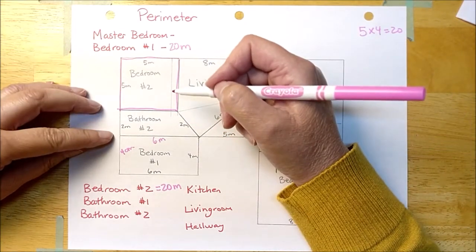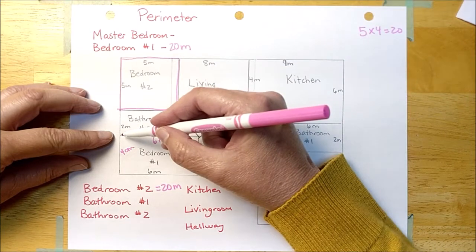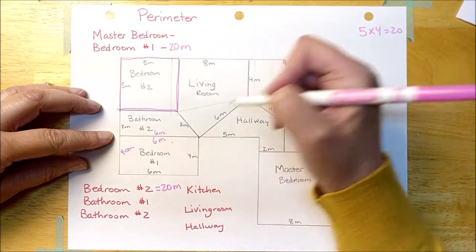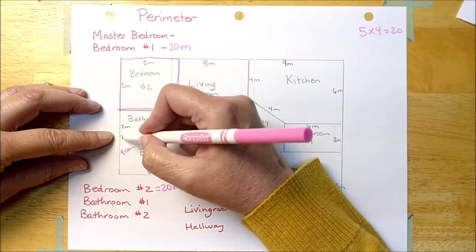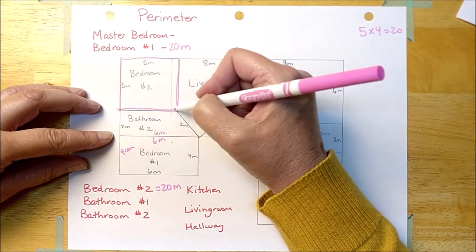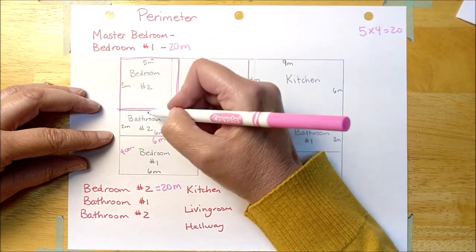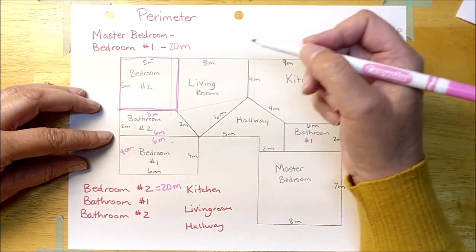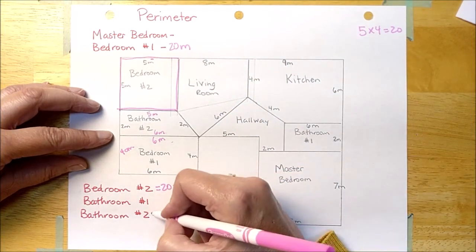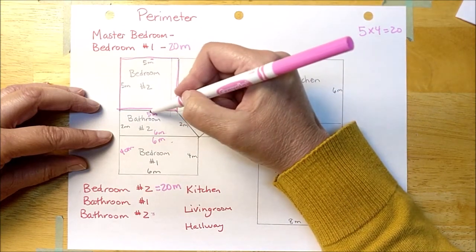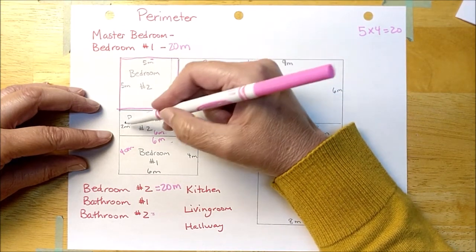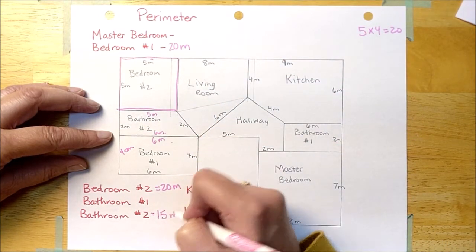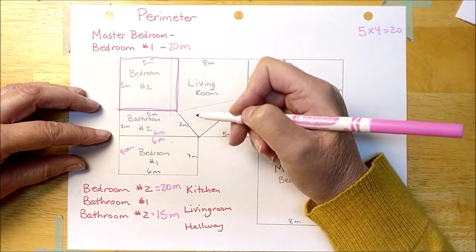So let's go to this bathroom over here. Well, I'm told on this side that this line is 6 meters. So I know that that side is 6 meters, that one's 2, that one's 2. This one doesn't have a number, but it's the same length as this side, so I know that this one is 5 meters. So I can add all those sides up for bathroom number 2. So I can say 5 plus 6 is 11, 12, 13, 14, 15. So bathroom number 2 is 15 meters.